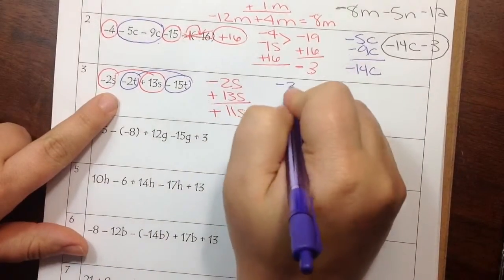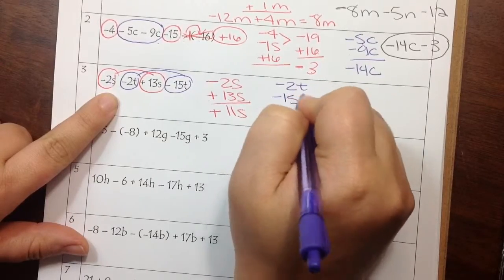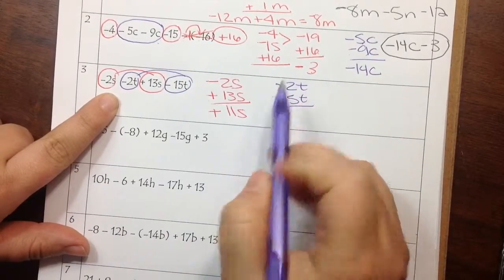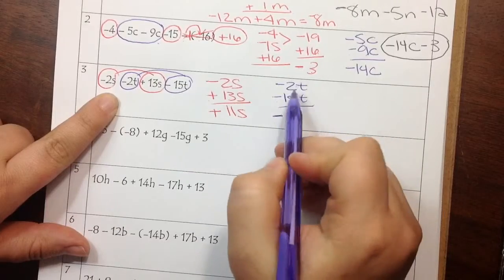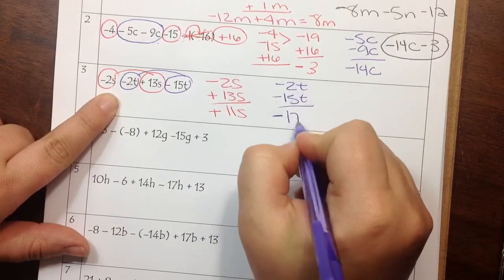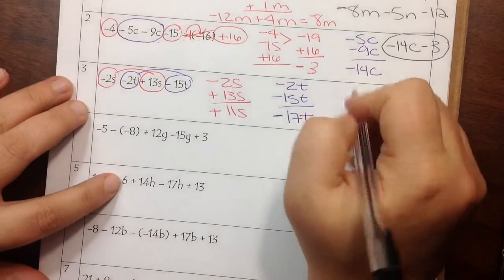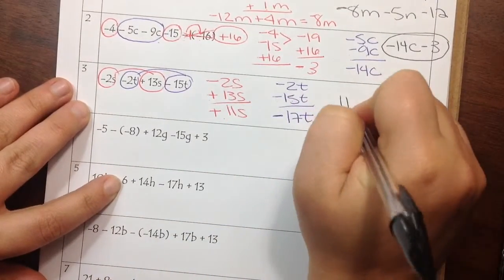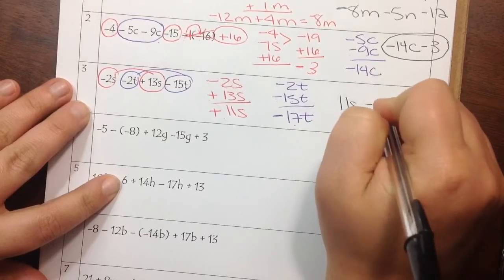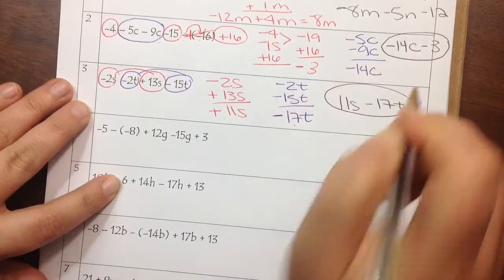Here I have negative 2t minus 15t. Two negatives would stay a negative, and 15 and 2 would make negative 17t. So now that everything has been combined, I can write it: positive 11s minus 17t.